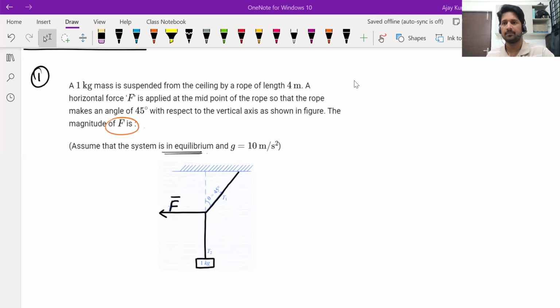Any answer? You have to calculate the magnitude of the force F. Okay, fine. I got one answer as 10 Newton. We'll see.